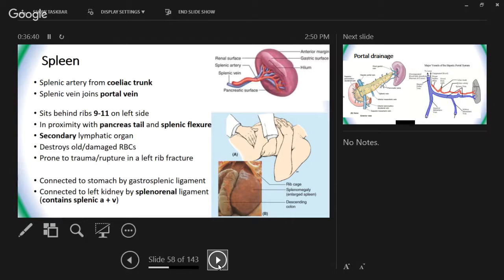Some little buzzwords. The splenic artery and vein run in the splenorenal ligament, which didn't really make too much sense to me. I thought it'd be more like the gastrosplenic, but the splenorenal ligament contains the splenic artery and the vein. Might be good to remember.